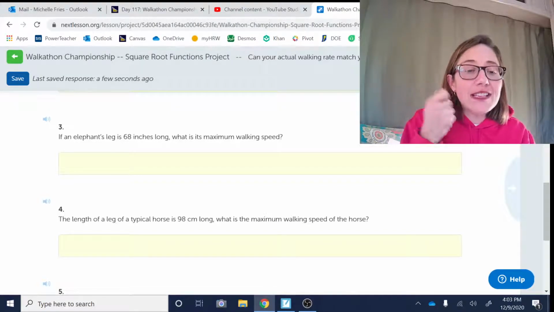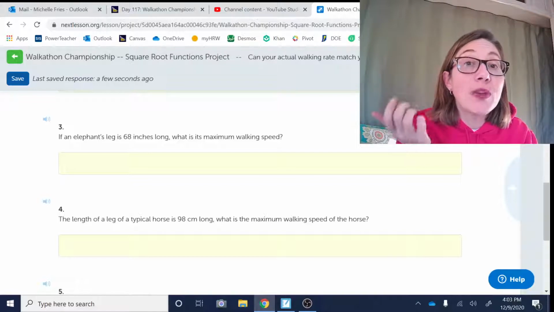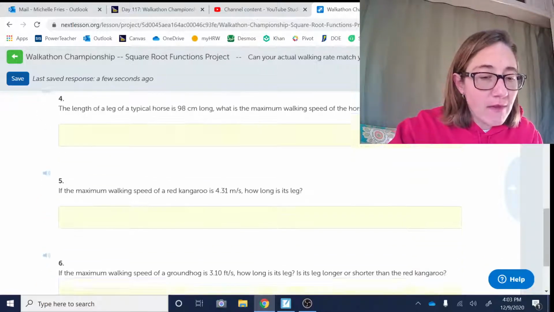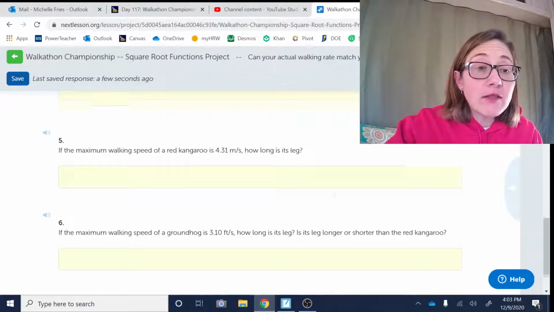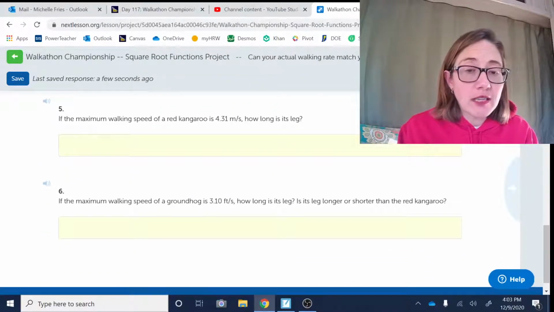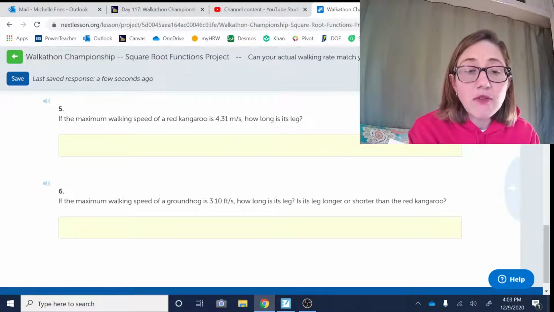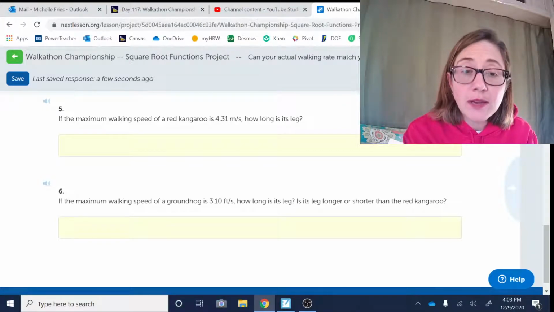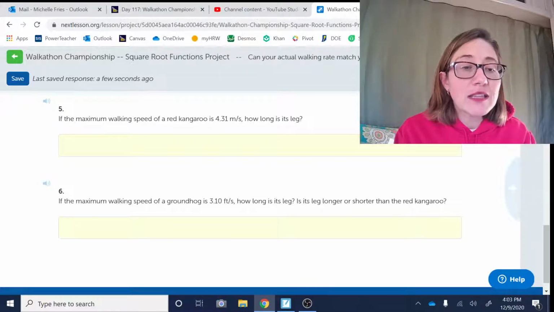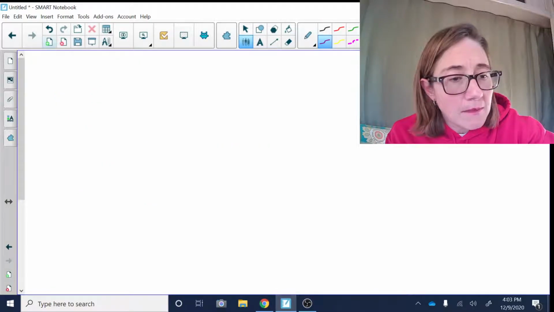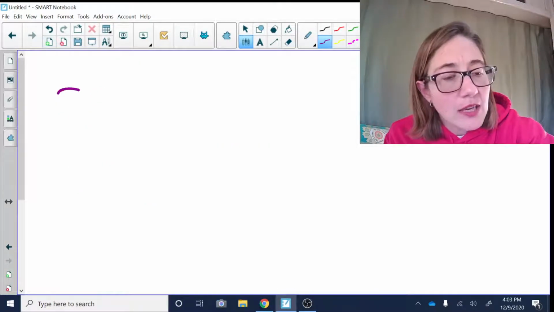Okay, so you can move the decimal over 2 places and call that 0.98 meters for the leg length, and then take it from there. Okay, so number 5, I want to talk about number 5 because it's going to be a slightly different question. It says, if the maximum walking speed of a red kangaroo is 4.31 meters per second, how long is its leg? Okay, so let me go over to this screen and write my equation again.